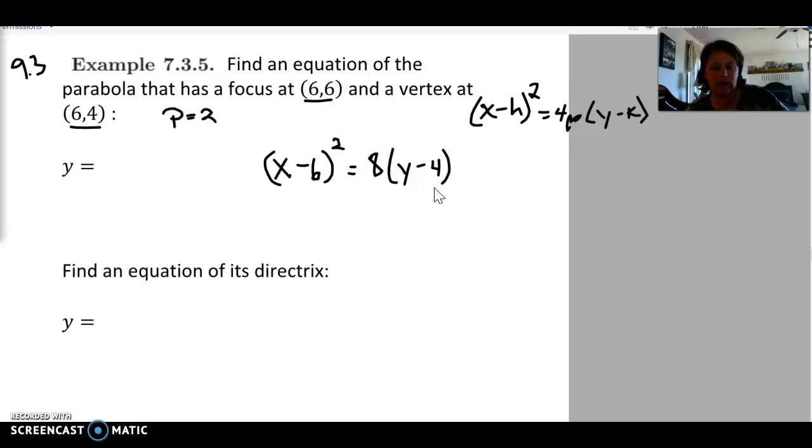And then we want to find an equation for its directrix. So its directrix is also going to be 2 units away. The y is what is changing. So it's opening up, so it's going to be a y equals equation. And it is changing by 2 units, and it's going to go in the opposite direction. It went up from the vertex to the focus by 2 units. The p is positive, so this is definitely a parabola that opens up. So to get to our directrix, we want to go down 2 units from the vertex. So y equals 2 is going to be our directrix.